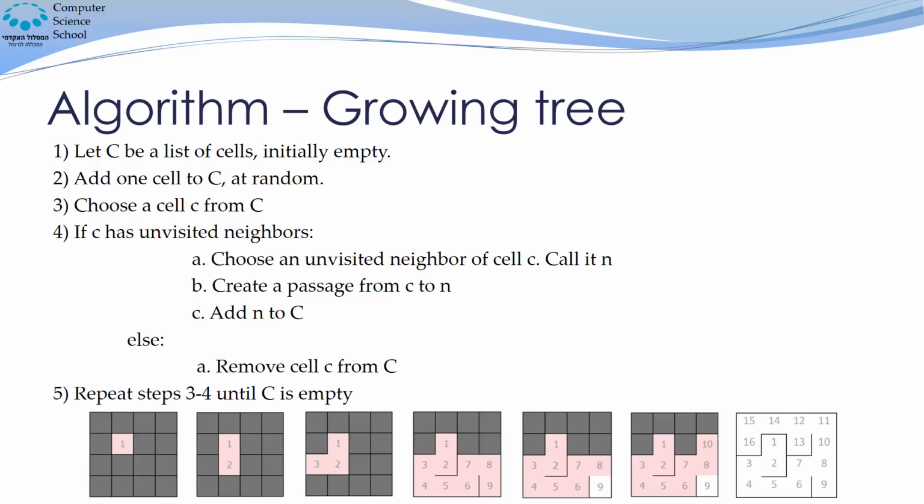In the course, we were requested to build two versions of the growing tree generator algorithm. First, to choose the last cell from the list, and second, to choose a random cell from the list.